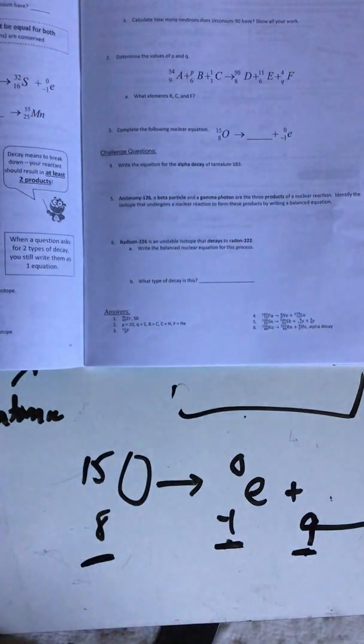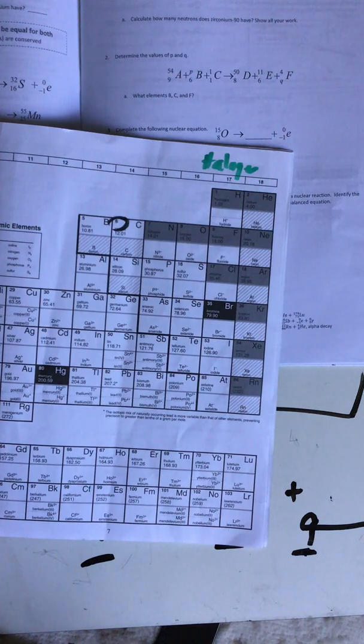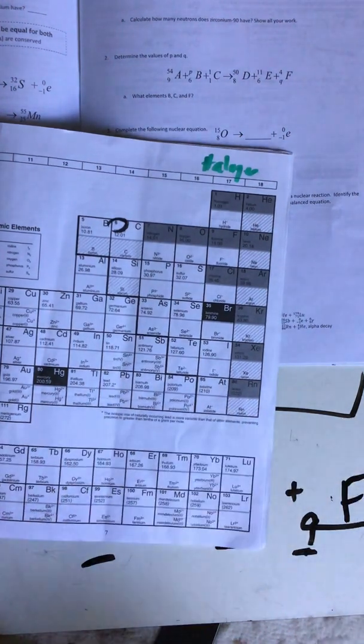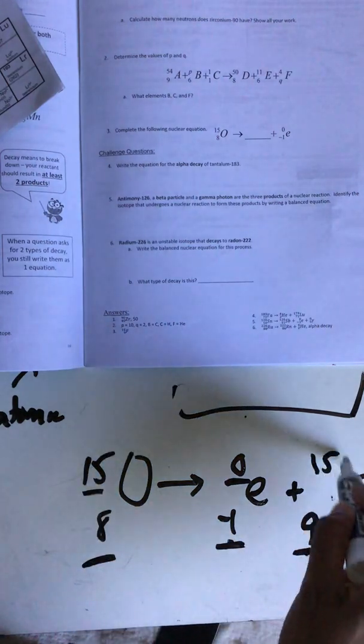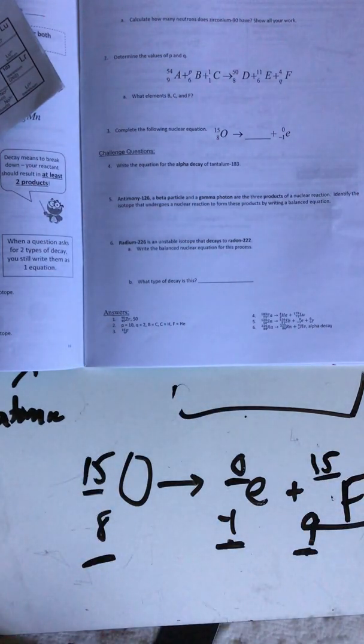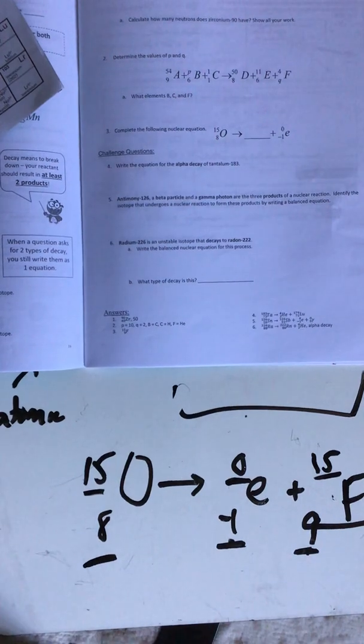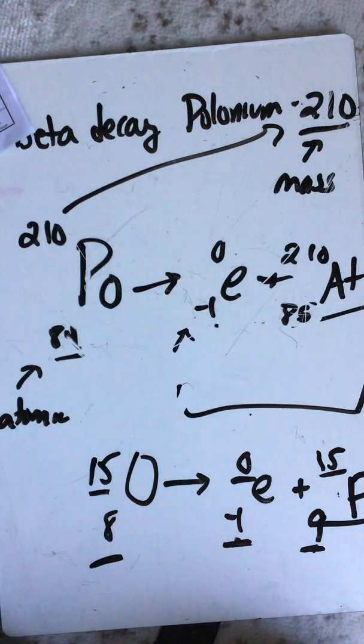Then you take a look at your periodic table and you see, okay, what has an atomic number of 9? Hey, that's fluorine. And what number would go on the top? Well, there's a 0 here, a 15 here, so 15 plus 0 is 15. And there you go, you have fluorine. Okay, so that is that. You can try these practice problems to help you out.